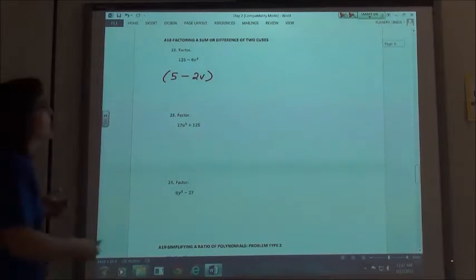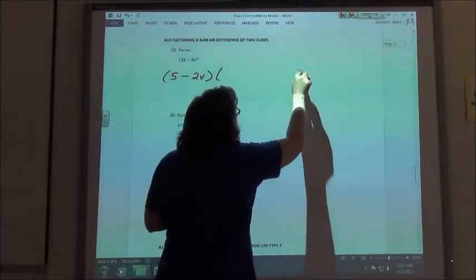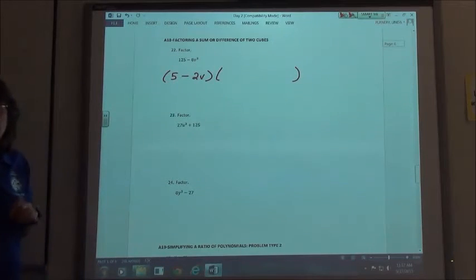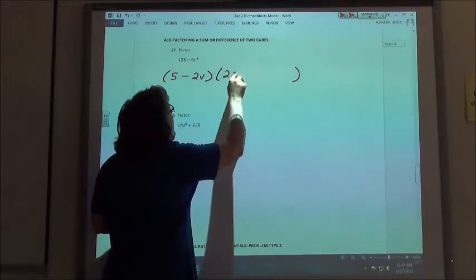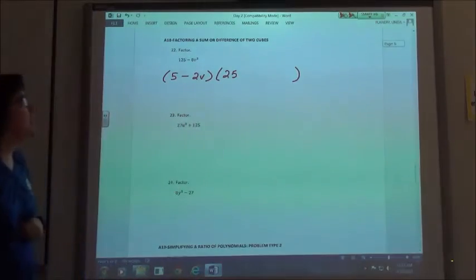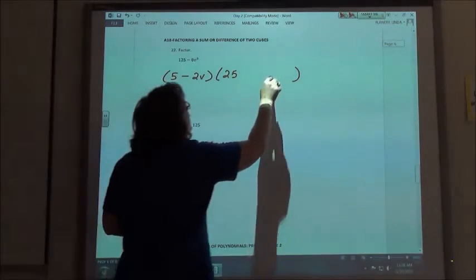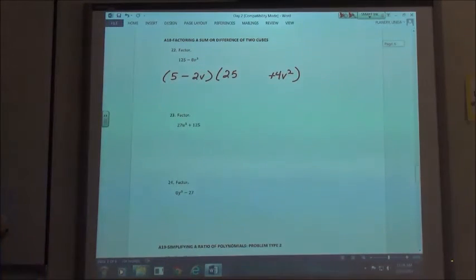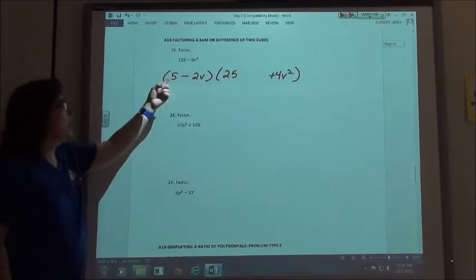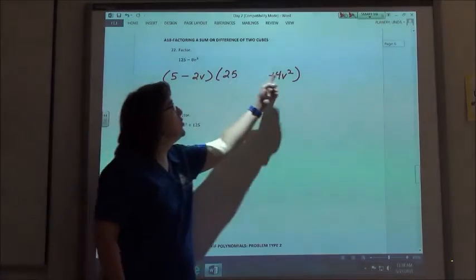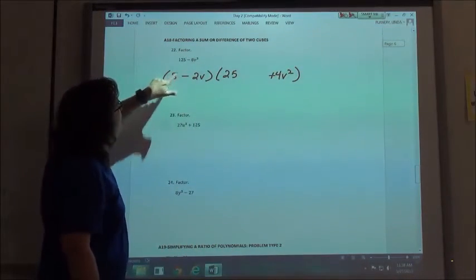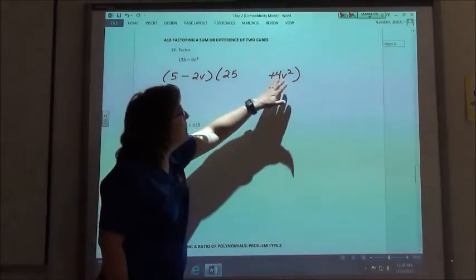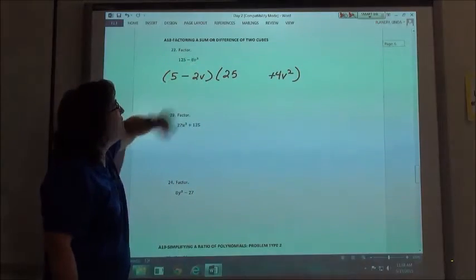Now in our other set of parentheses, we're going to end up with 3 terms. The first and the last term will be the squares of each of these. 5 times 5 is 25. Negative 2v times another negative 2v would be a positive 4v squared. That end term will always be positive because you're squaring something. So I squared the 5, I squared the minus 2v. So that if I took 5 times 25, I get 125. If I take negative 2v times a positive 8v squared, I get negative 8v cubed.